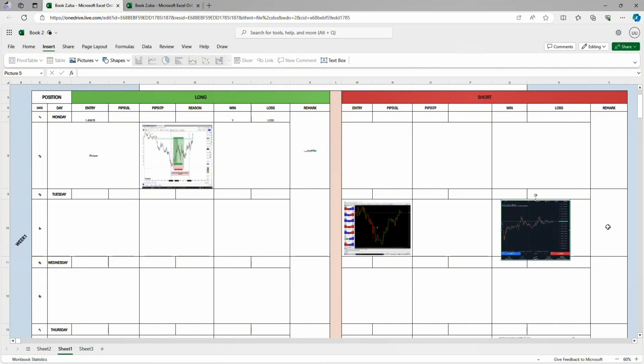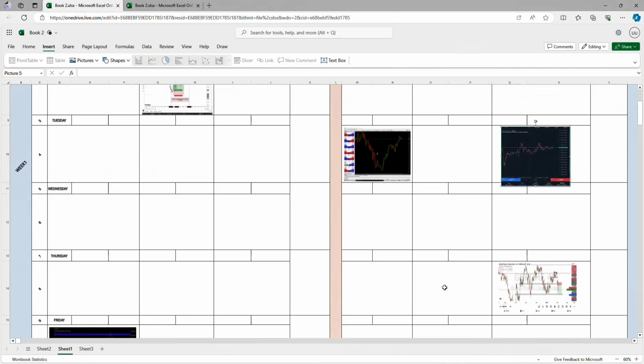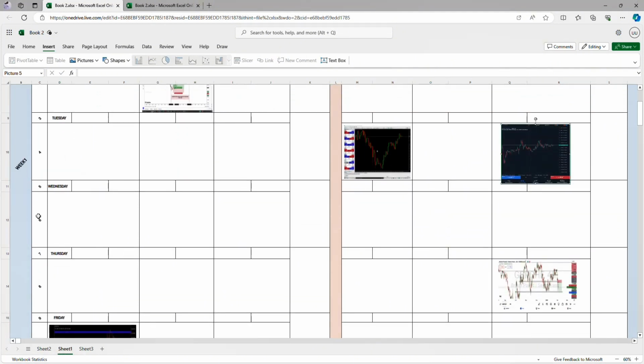Was there a news event on that day? How did the market actually behave? You are going to write it here. All right. Now let us assume that you did not trade on Wednesday at all.